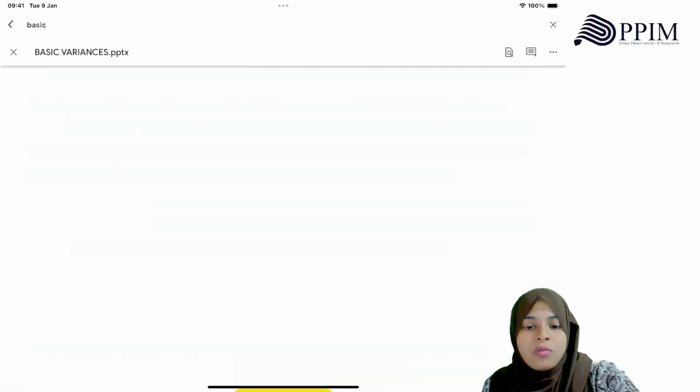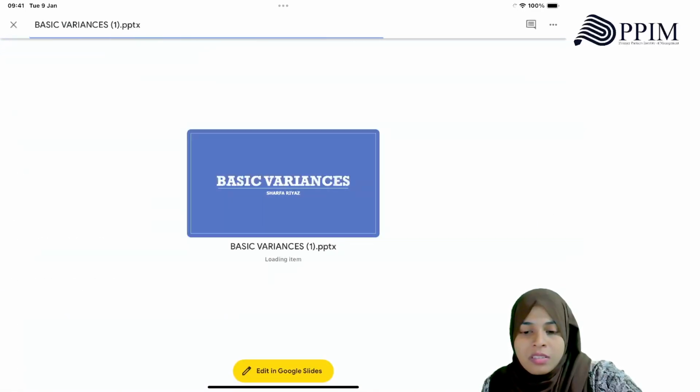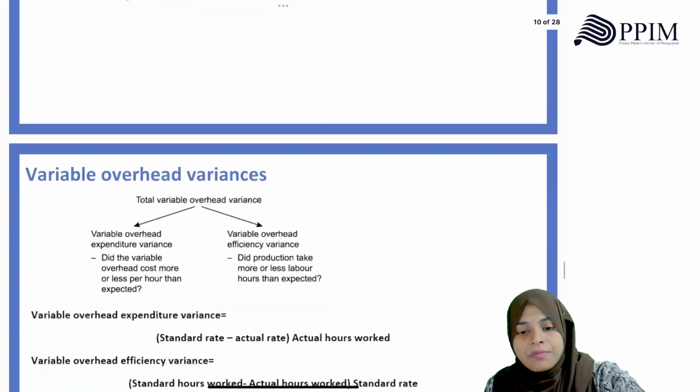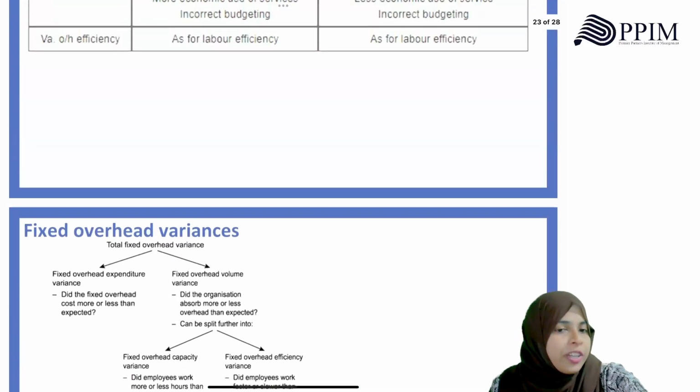Oh, this is not your variance one. This is the... There are two tubes, one for MBA, one for PM. Yeah, this is the PM one. There's a fixed overhead variances.